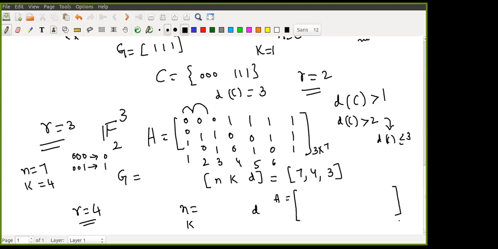4 by 15. Good, very good. Why did 15 come to you? Because r is equal to 4 means 2 power 4, which is 16, minus 1, that is 15. Why 4? In order to represent numbers from 1 to 15, 3 digits will not be sufficient, so I need 4 digits.